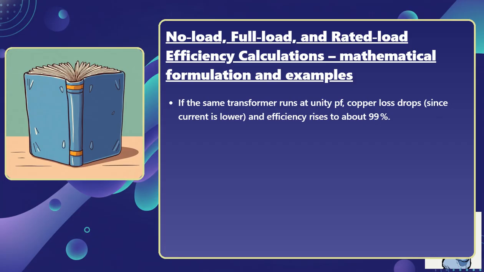If the same transformer runs at unity power factor, copper loss drops since current is lower and efficiency rises to about 99%.